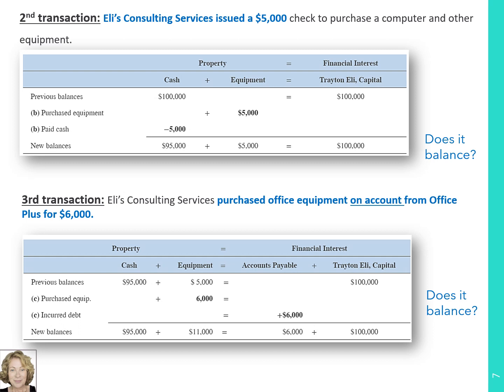These activities are recorded for the business entity Eli's Consulting Services. Eli's personal assets, such as his personal bank account, house, furniture, and even automobile, are kept separate from the property of the firm. Non-business property is not included in the accounting records of the business entity.